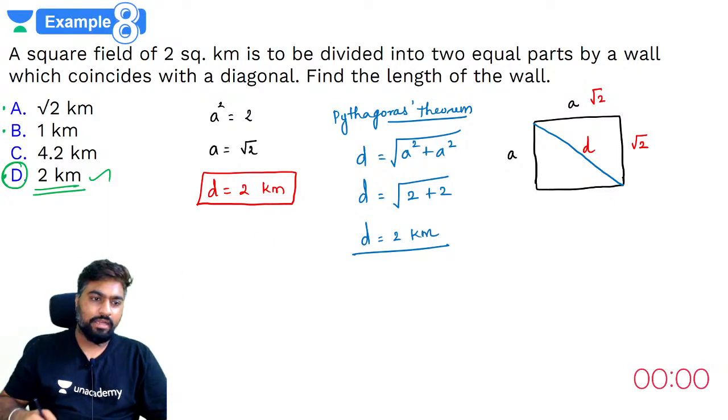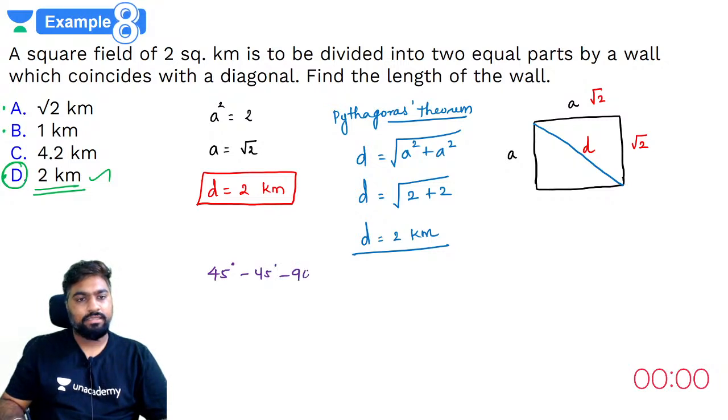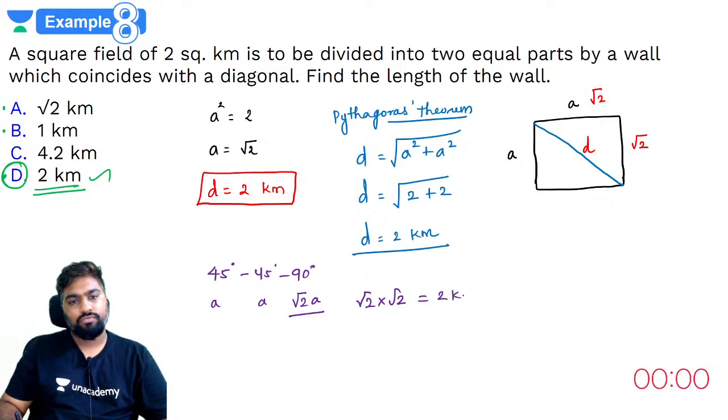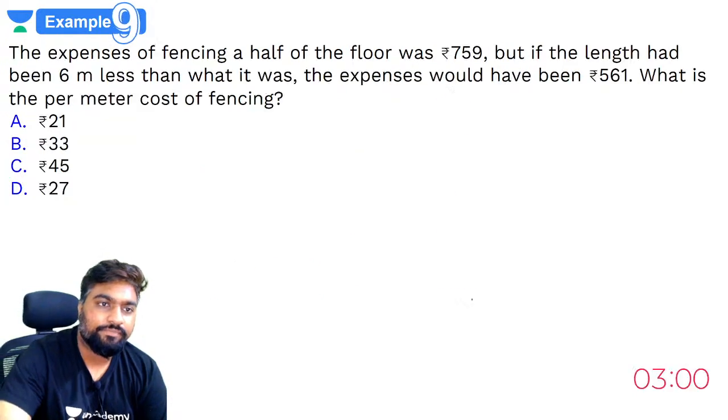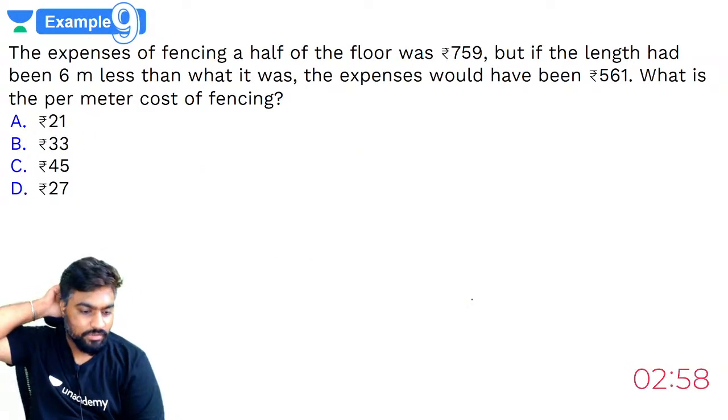Yeah. Or you can directly use 45, 45, 90. Easier this way. 45, 45, 90. What did we say? 90 के opposite वाला we need to find out. If this is A, this is A, this is root 2A. खत्म. Root 2A मतलब क्या? Root 2 into root 2, which is 2. Faster than Pythagoras. 45, 45, 90. Quick, try this question.